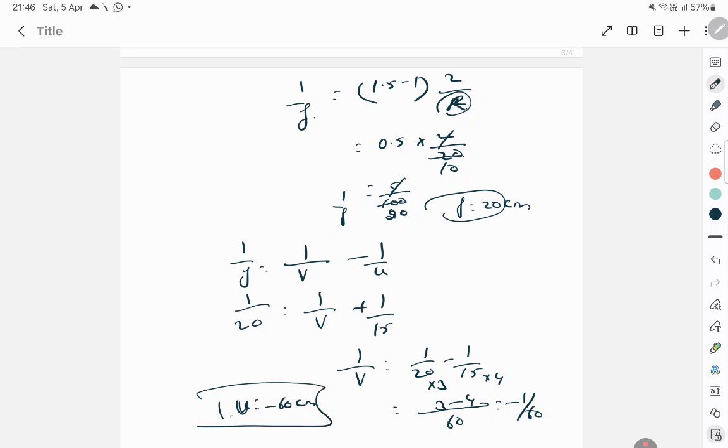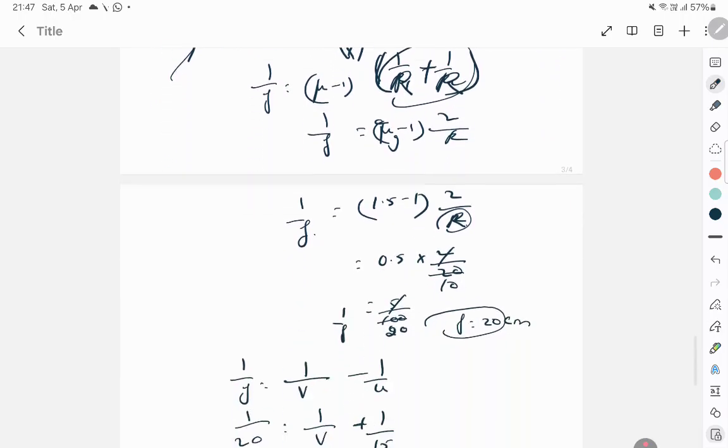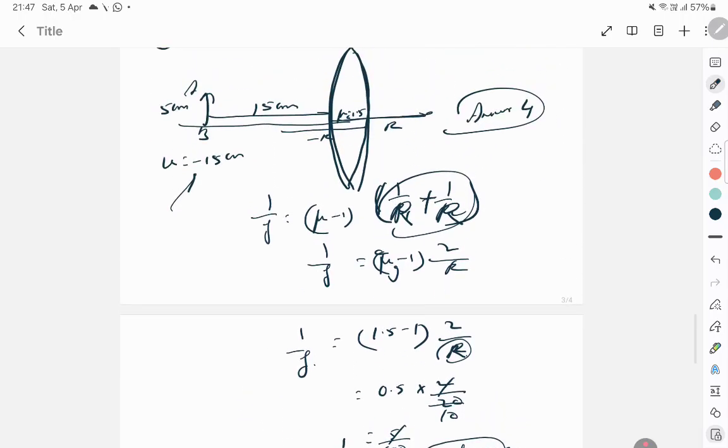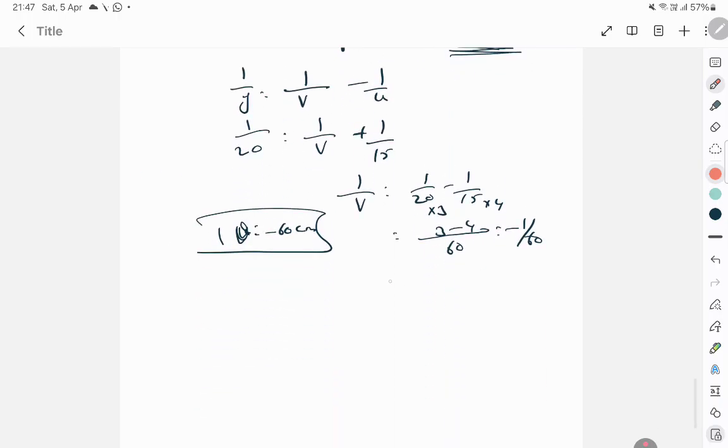So image will be formed at minus 60 centimeter, and the focal length is 20. Can you see the focal length is 20? Which means, can you see that this is where the focal length is? So object is between f and optic center. Obviously you'll get an enlarged virtual erect image, such a big image behind it. Okay, so that's what it means. So you get the v to be minus 60 centimeter, which is to the left side of the pole.